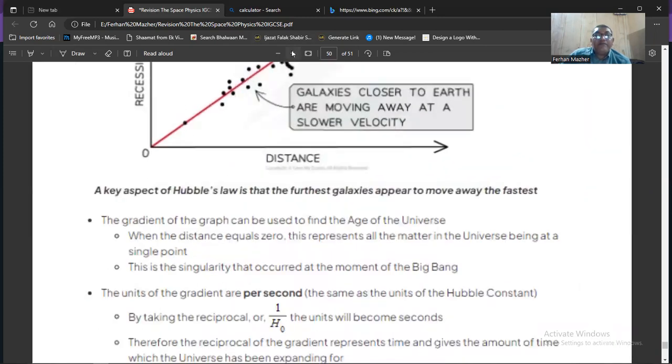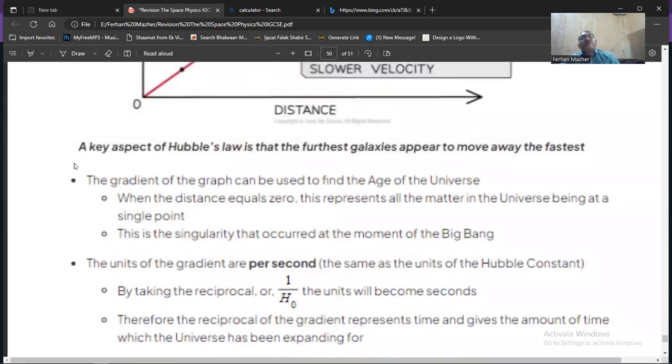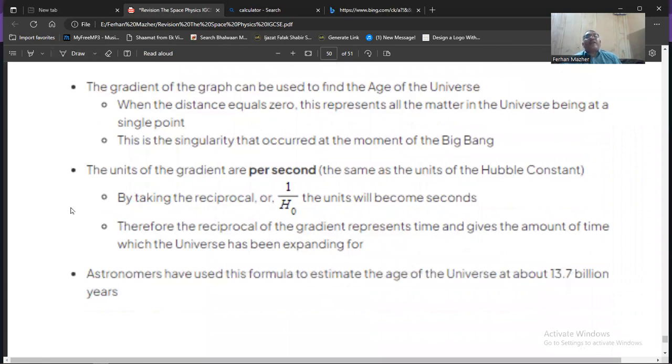A key aspect of Hubble's law is that the furthest galaxies appear to move away the fastest. The gradient of the graph can be used to find the age of the universe. When the distance equals 0, this represents all the matter in the universe beginning at a single point. This is the singularity that occurred at the moment of the Big Bang.